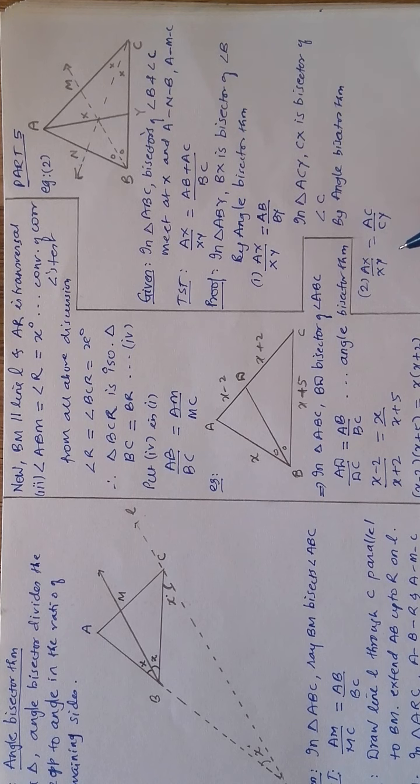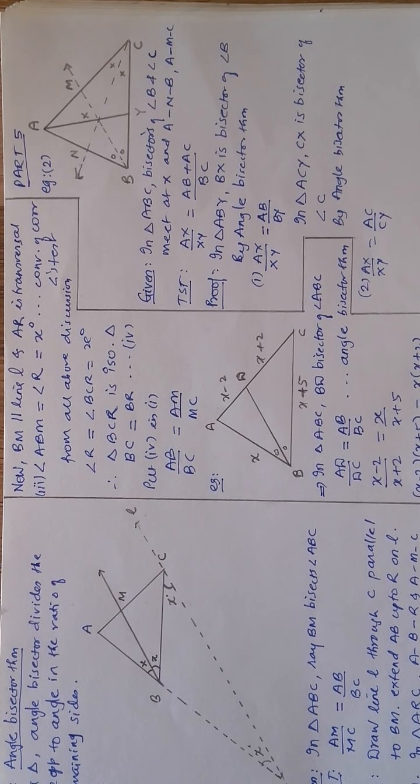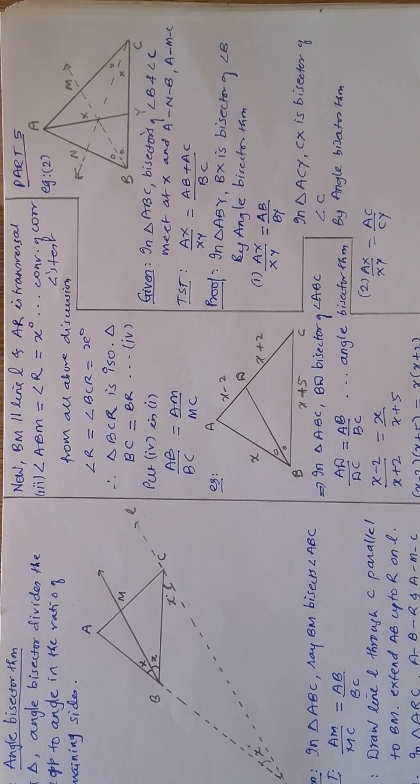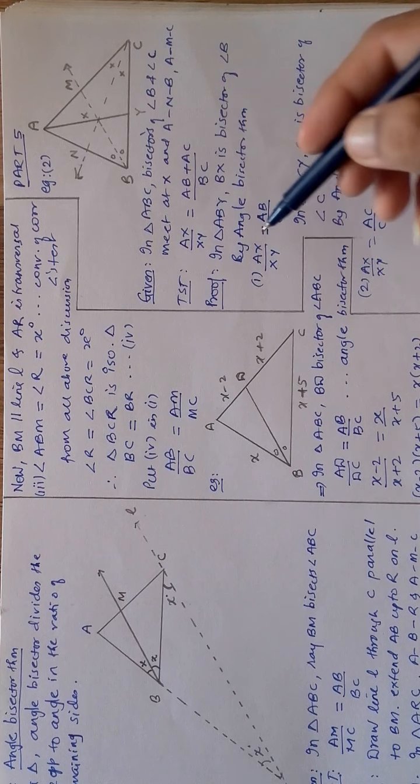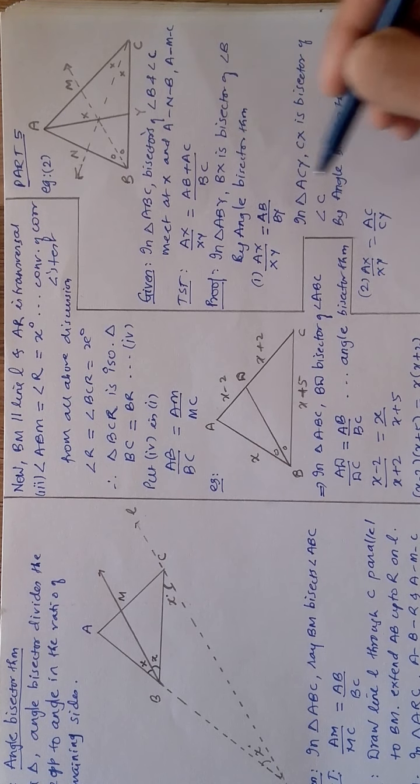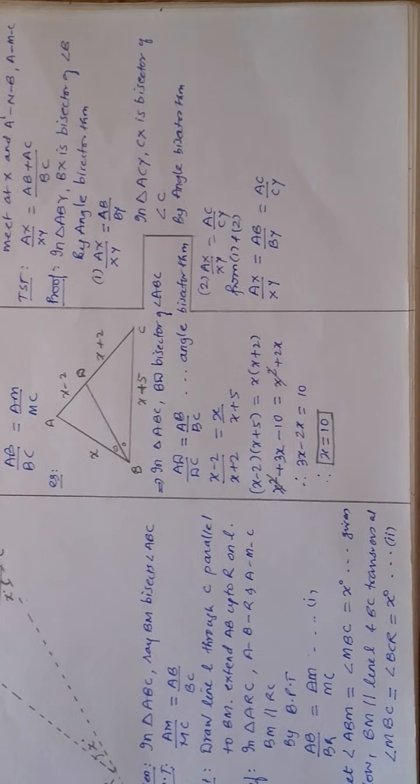Now from 1 and 2, one thing is very clear: AX is to XY is equal to AB is to BY is equal to AC is to CY, because AX is to XY is common to both ratios. Okay, so they will be equal. So we got this from 1 and 2.